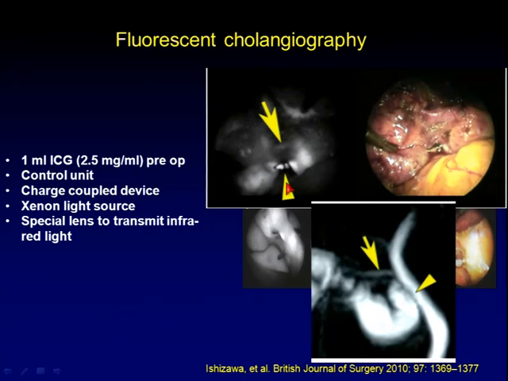Here you can see, again, the cystic duct. This is an accessory bile duct or right posterior duct coming in low near the cystic duct, and you can see that confirmed on the MRCP preoperatively here.